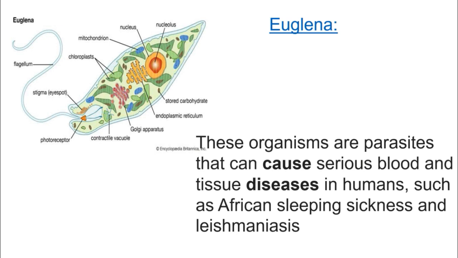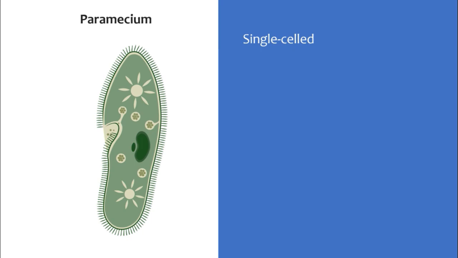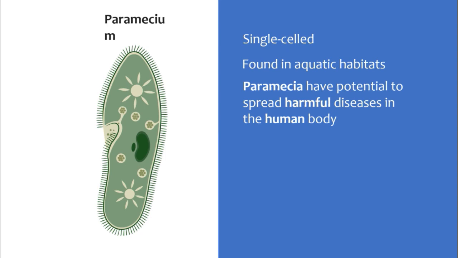Next in the series is Paramecium. You will find a lot of hairy-like structures all over. What is called ciliated. Paramecium is ciliated. And as usual, all these microorganisms are found wherever there is water, in aquatic habitats. Paramecium is singular, Paramecia is plural. Paramecia have a potential to spread very harmful diseases. Humans suffer.